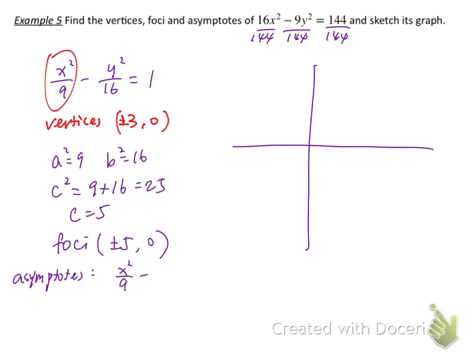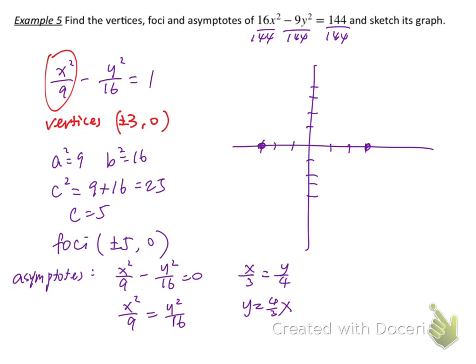x squared over 9 minus y squared over 16 equals 0, or, well, let me do it anyway. x squared over 9 equals y squared over 16. You square root everything. This is x over 3 equals y over 4. So y equals 4/3 x. That's the asymptotes. I have the vertices negative 3, positive 3. And then I have 1, 2, 3, 4, 1, 2, 3, 4. Slope is 4/3, positive and negative.